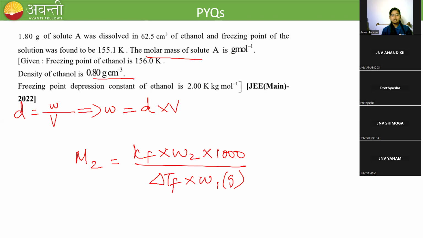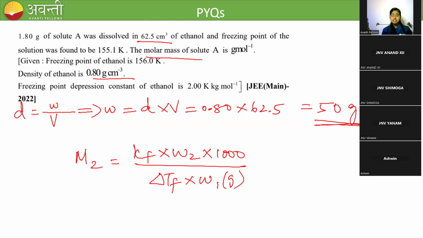What is the density of ethanol? It is 0.80. What is the volume of ethanol? It is 62.5 centimeter cube. So the mass will be equal to 50 gram. If you solve this, you will get 50 gram.